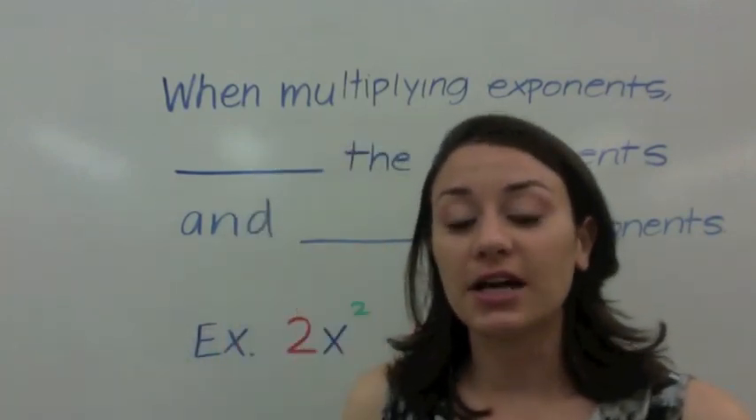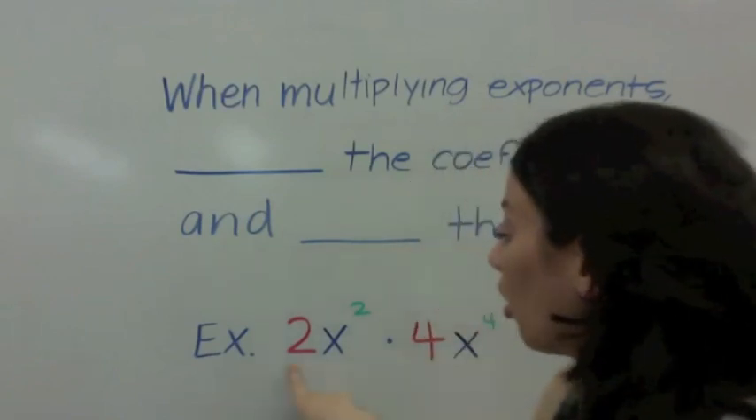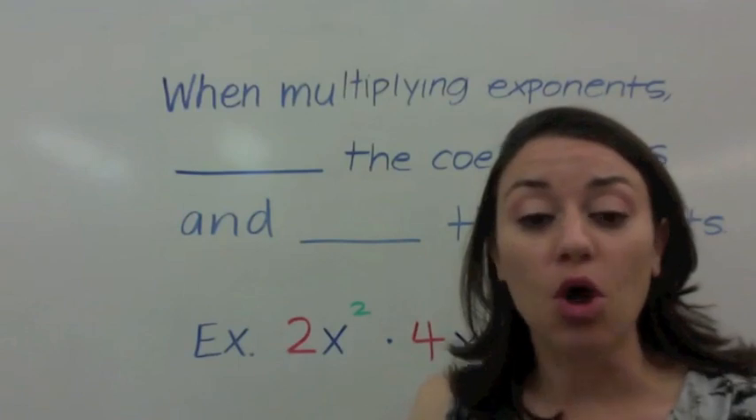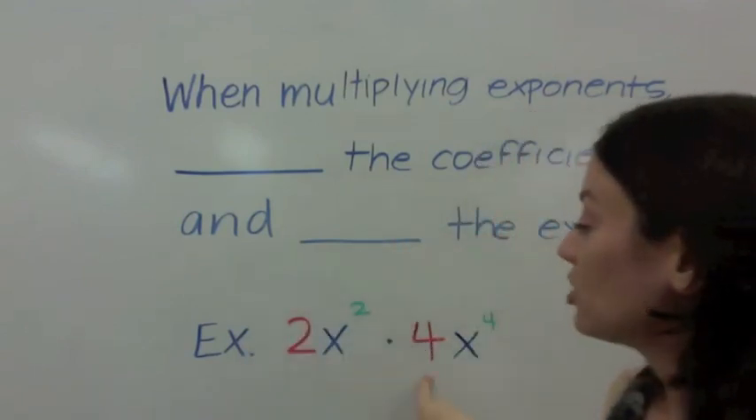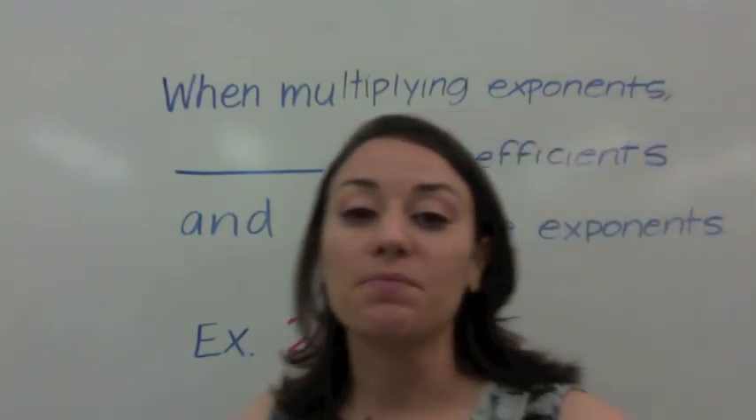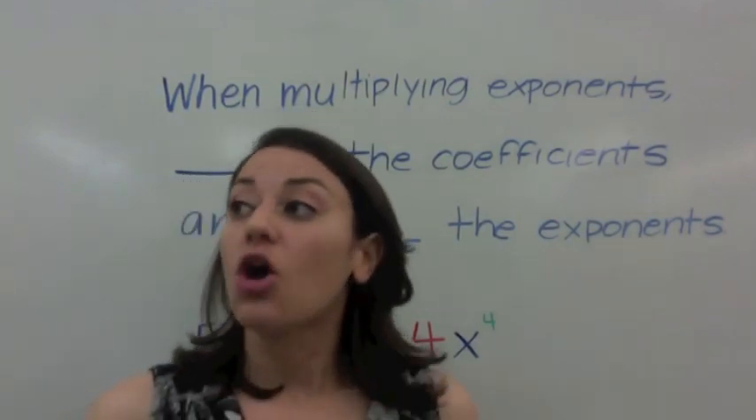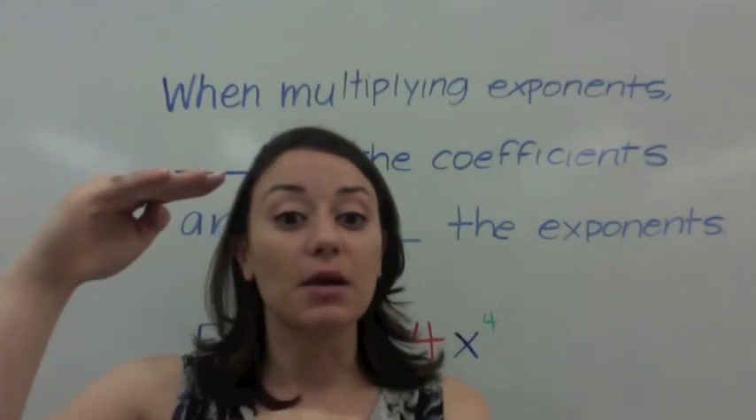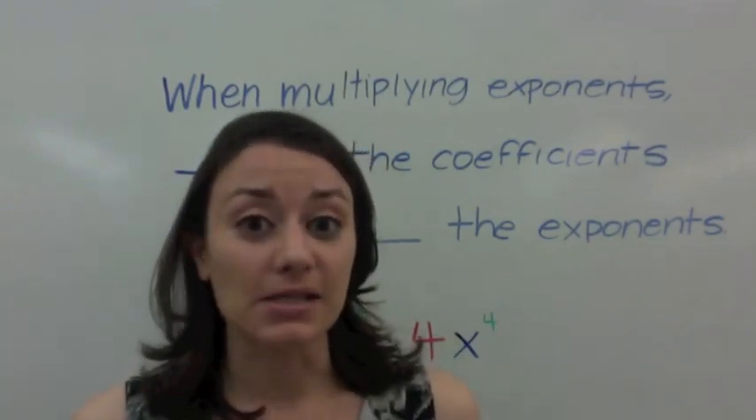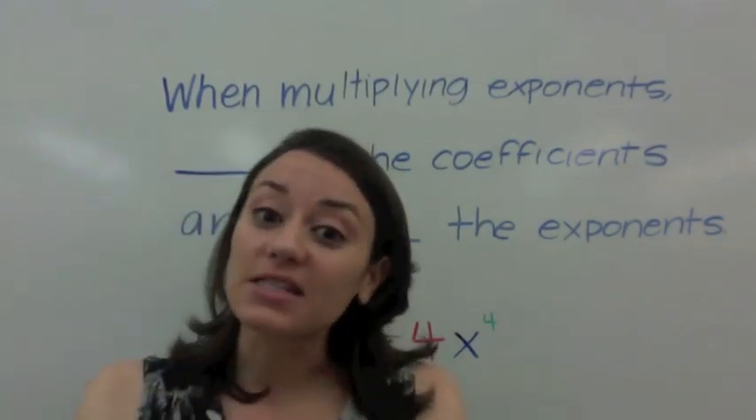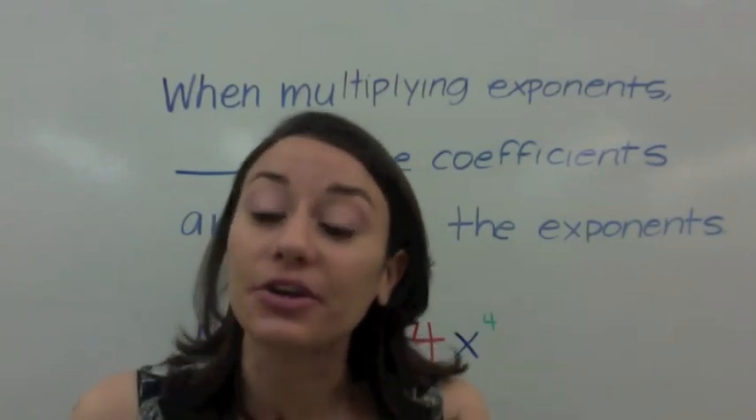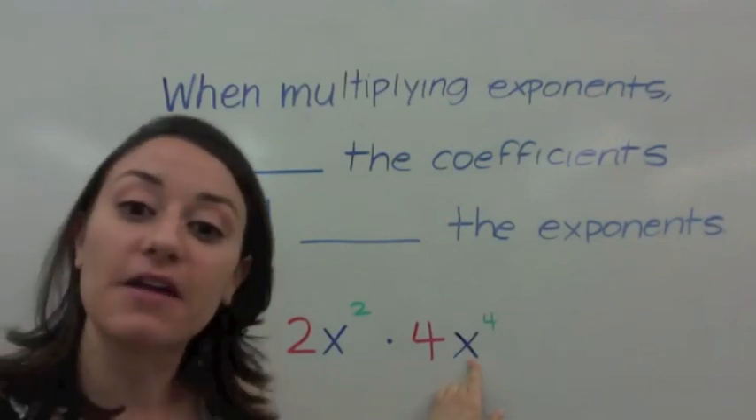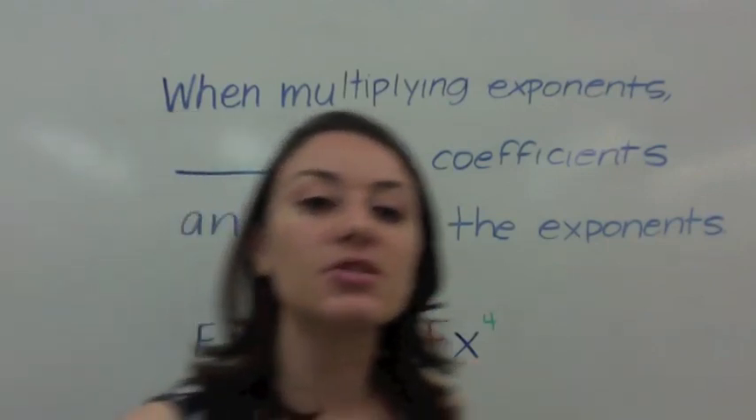The difference this time is that there are going to be coefficients, those will be in red, in front of the variable. Remember that the coefficient is the number, the big number. That's different than the base, because the base will still be the letter, which is the variable.